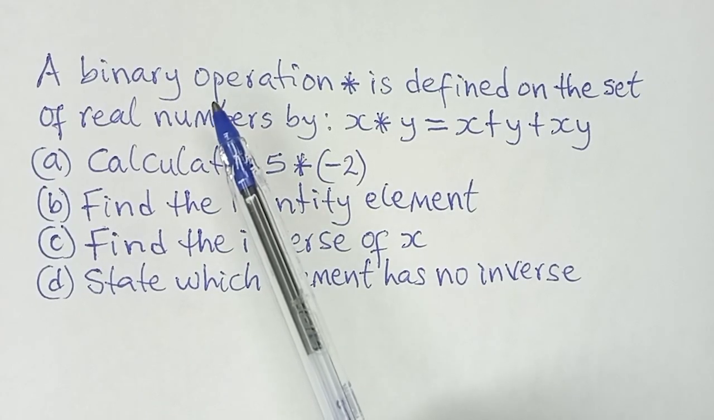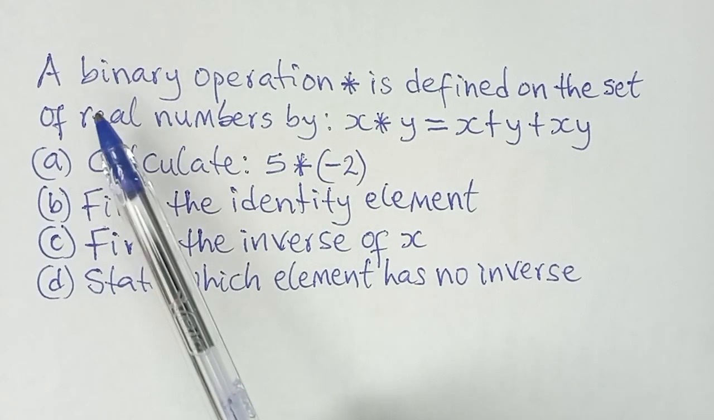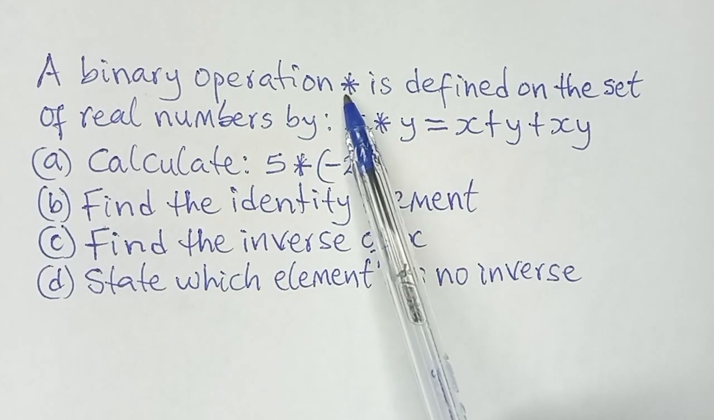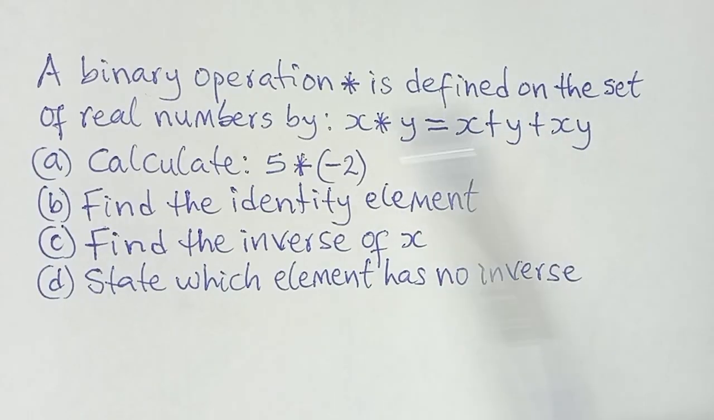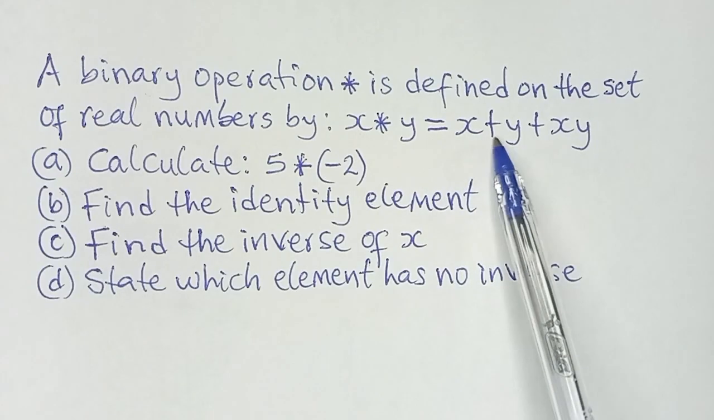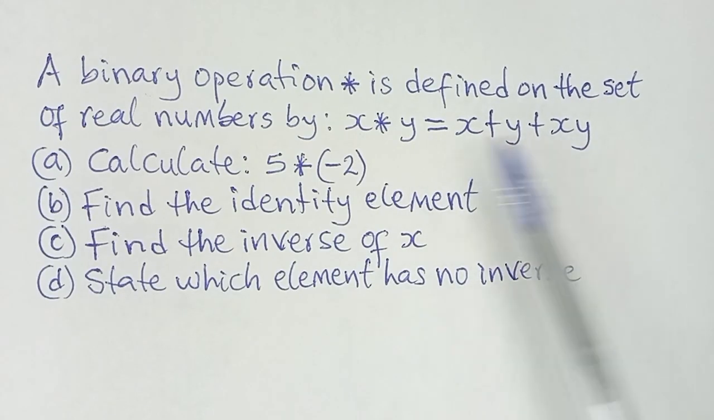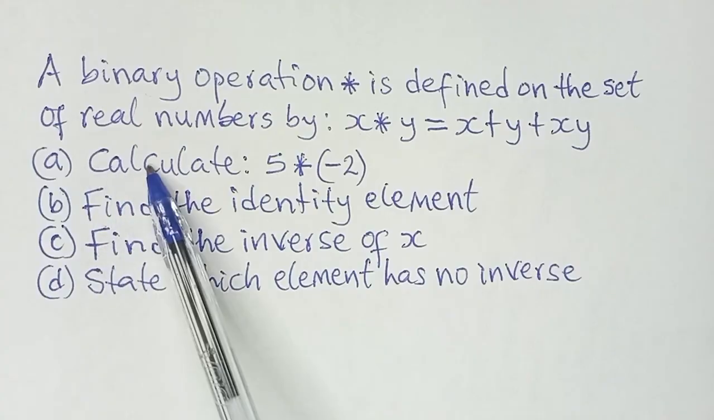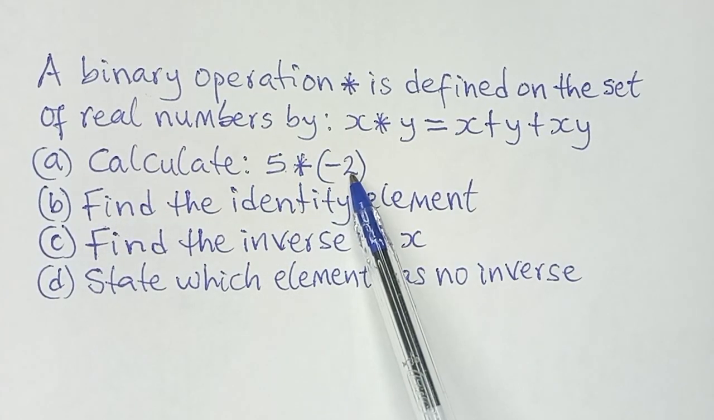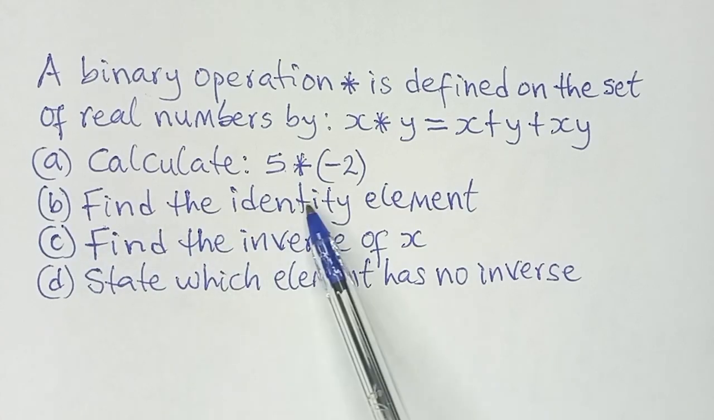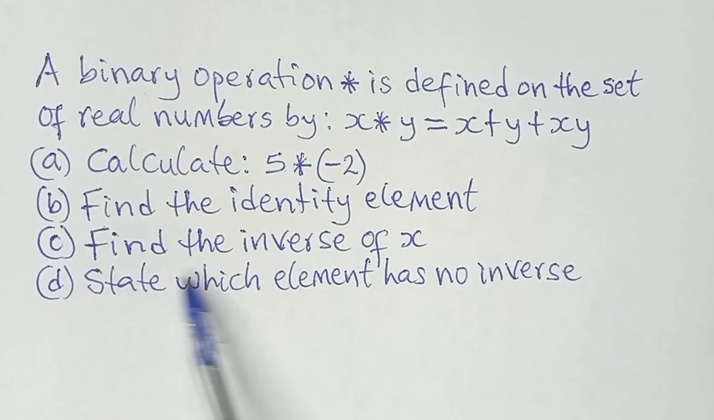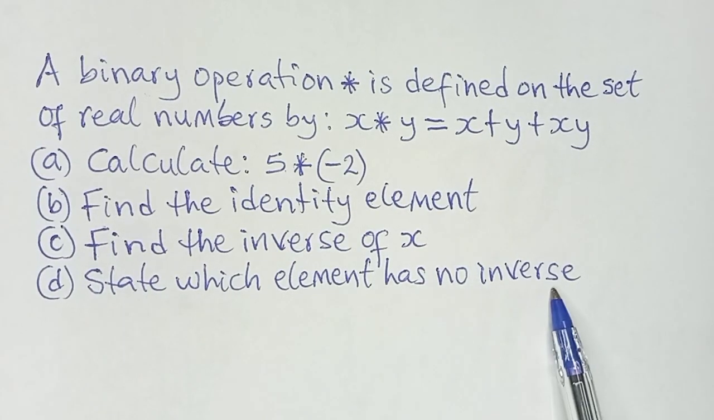Hello, you are welcome. The question here under binary operation states that a binary operation is defined on the set of real numbers by x * y = x + y + xy. Now the first question says calculate 5 * -2. Then B, find the identity element. C, find the inverse of x. And D, state which element has no inverse.